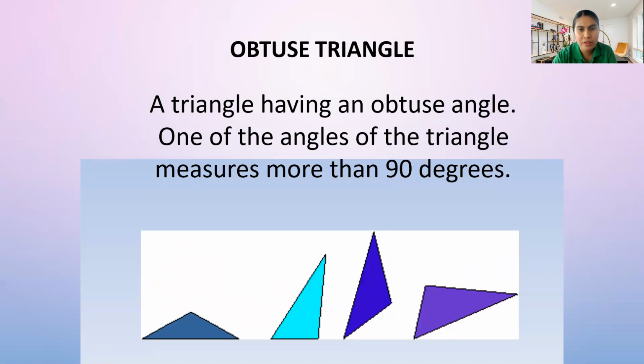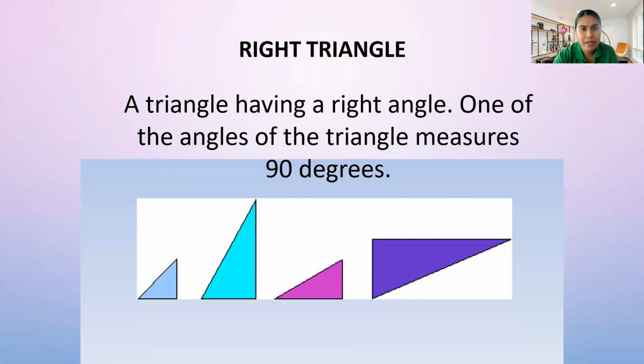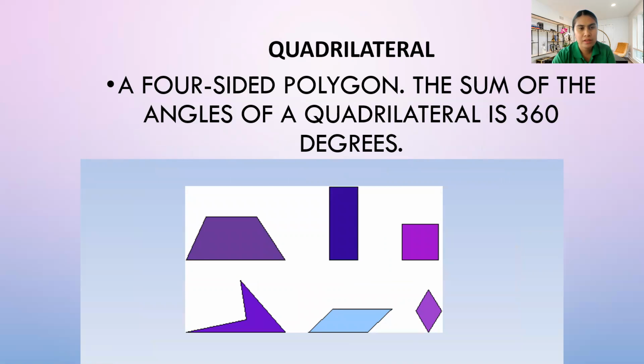One of the angles of the triangle measures more than 90 degrees. That is obtuse, more than 90. Right, a triangle having a right angle. One of the angles of the triangle measures exactly 90 degrees. And next, quadrilateral. A four-sided polygon.